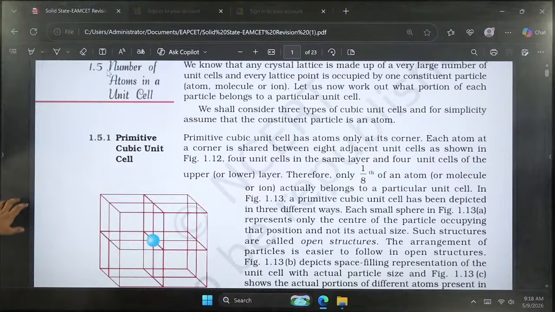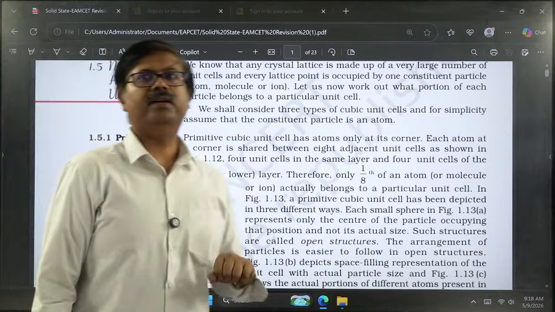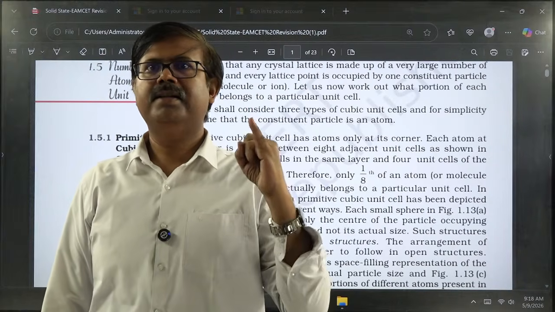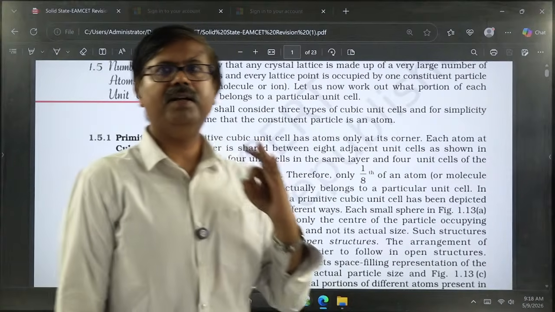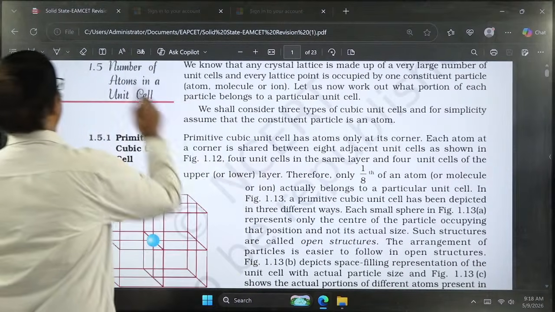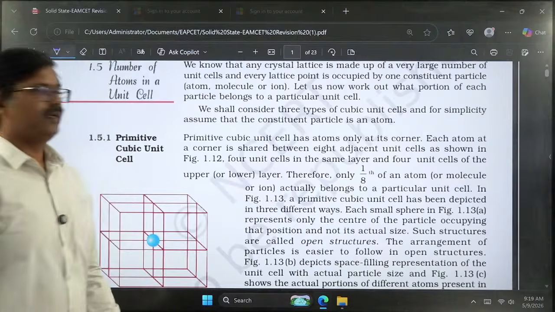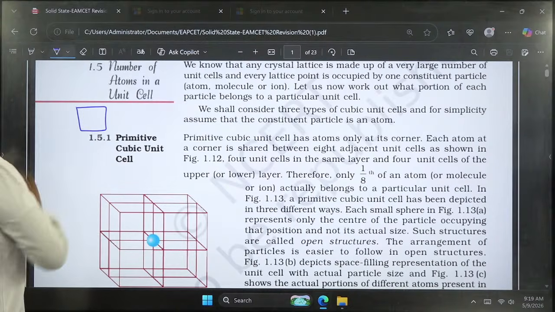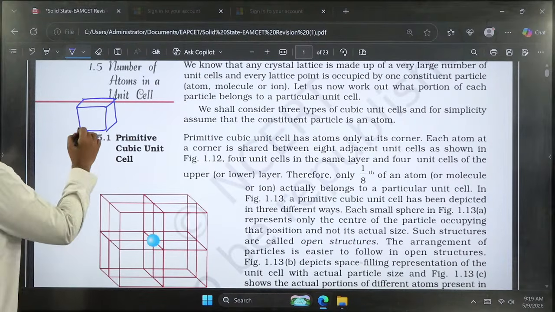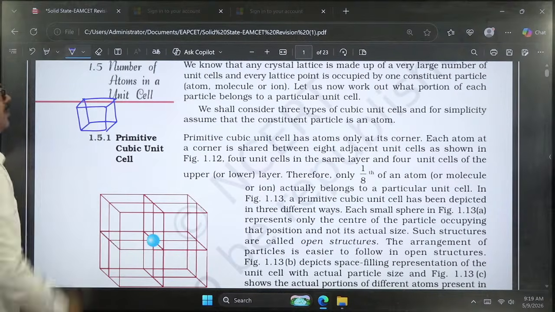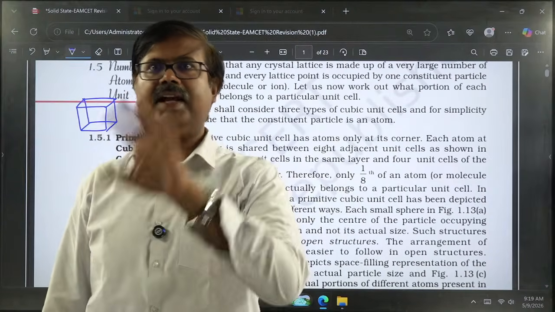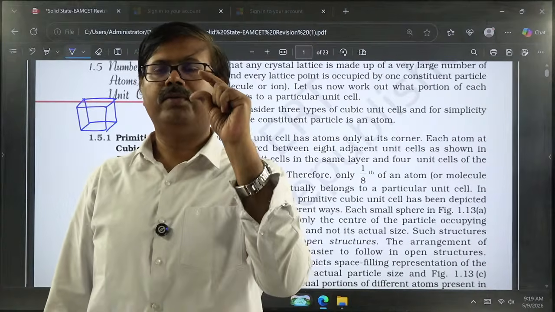Normally in our syllabus, three types of unit cell we will come across: simple cubic, body centered cubic, and face centered cubic. First of all, let me briefly explain what is simple cubic. Suppose a cube is there. Simple cubic means there is a cube. Let's say this is the smallest repetitive unit in that entire crystal lattice, the smallest room.